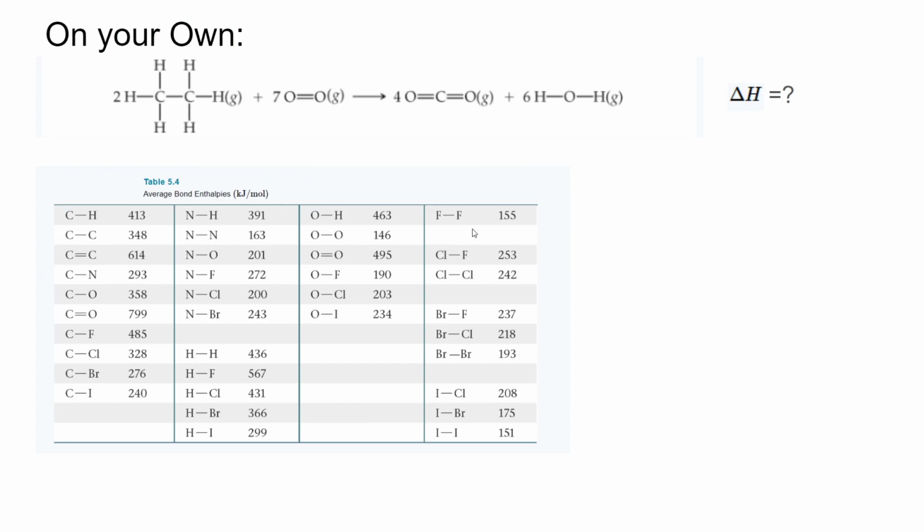This is a problem to do on your own. Here's the equation written out. You can see all the bonds that you need. If you have a coefficient like 2, you will just multiply every bond in there by that number. So take a few moments. You have the table to do it, and then I'll go on.